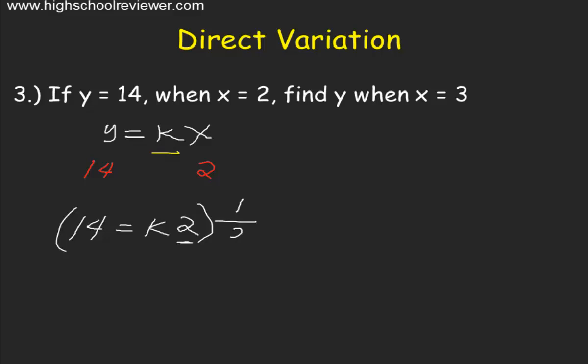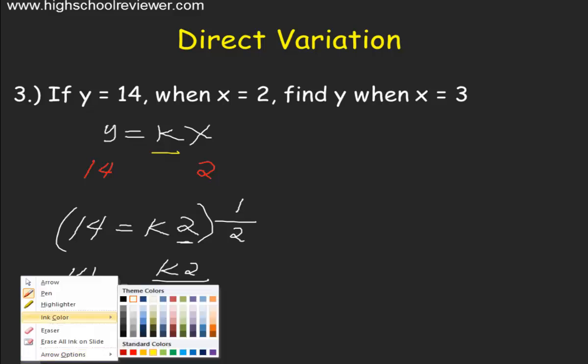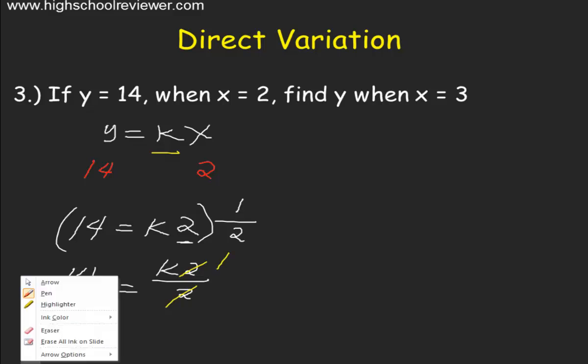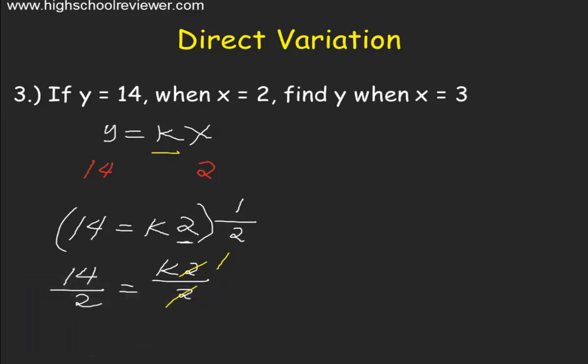So dividing, we have 14 divided by 2 is equal to k times 2 divided by 2. And we have here 2 divided by 2 is 1. 14 divided by 2 is 7. And this is equal to k.